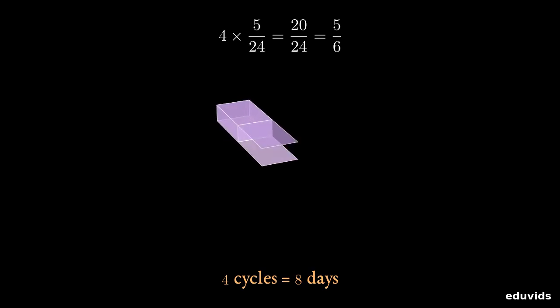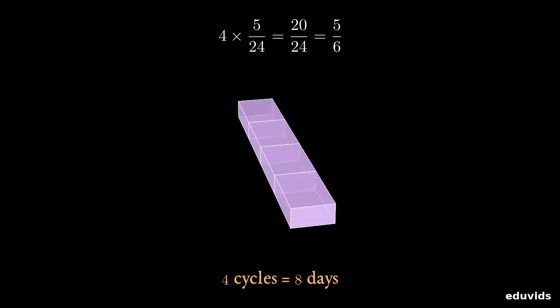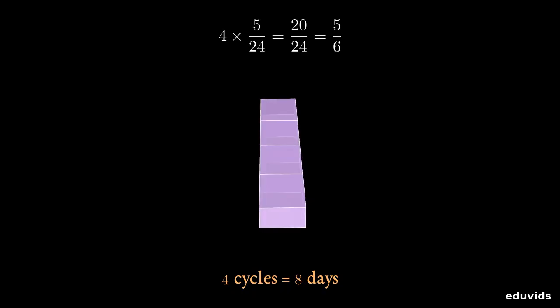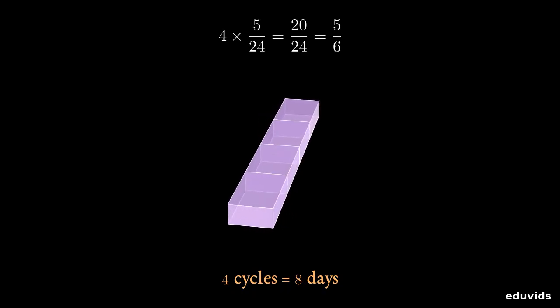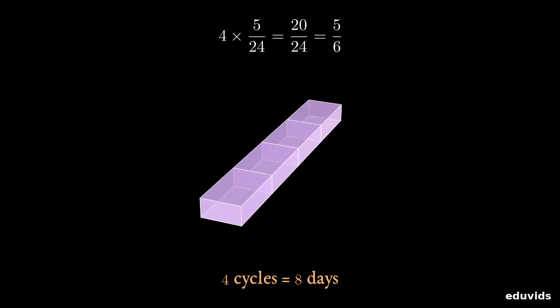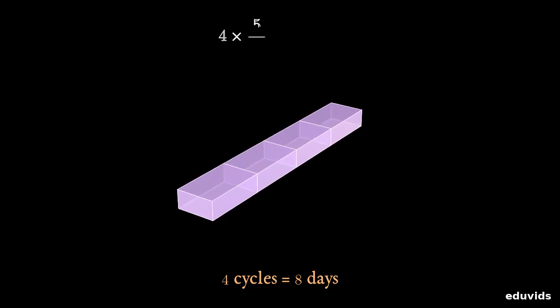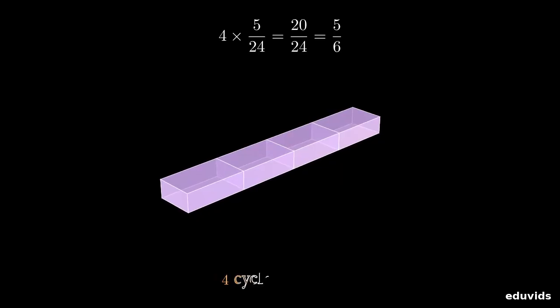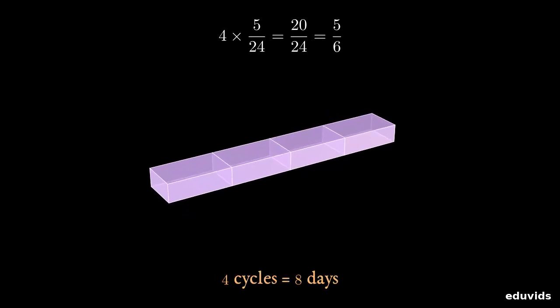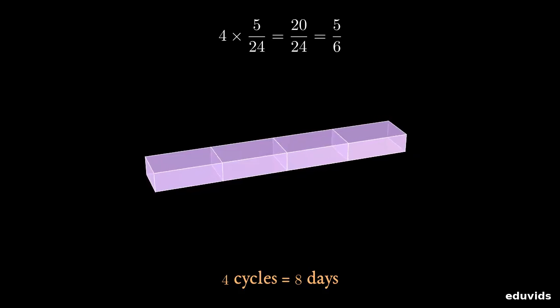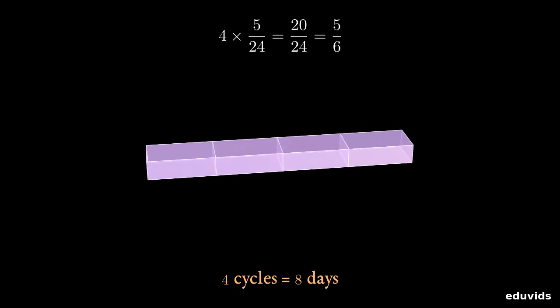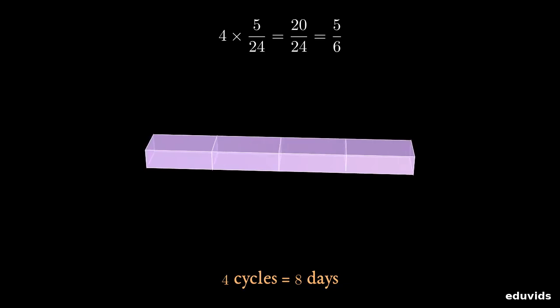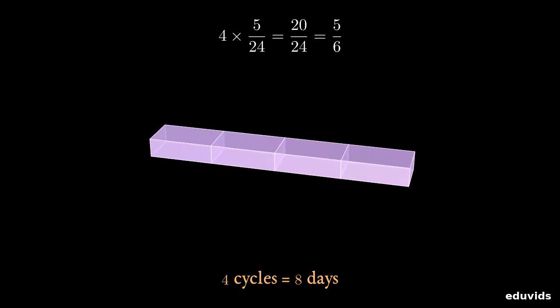Now we need to see how many of these 2-day cycles fit into the whole job. We want to get as close to 1, or the full job, as we can without going over. If we multiply 5/24 by 4, we get 20/24, which simplifies to 5/6. Since each cycle is 2 days, 4 cycles take 8 days. This leaves 1/6 of the fence remaining.